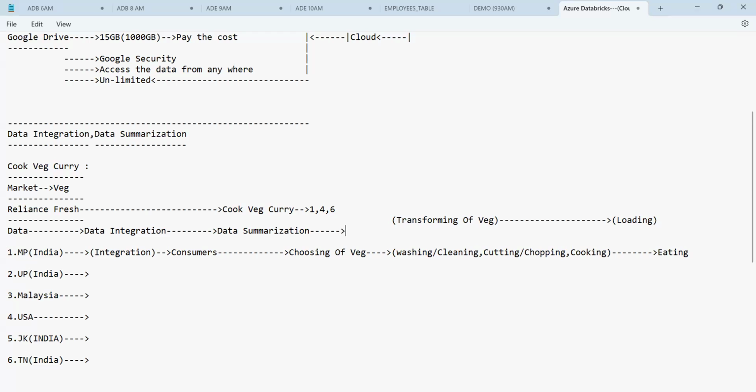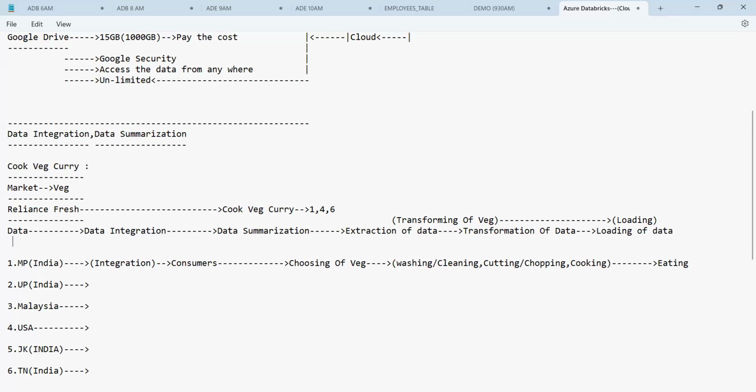Whereas if we perform the same task on the data, the process here is called as extraction, extraction of data. Then the next one is transformation of data. Then the next one is loading of the data.